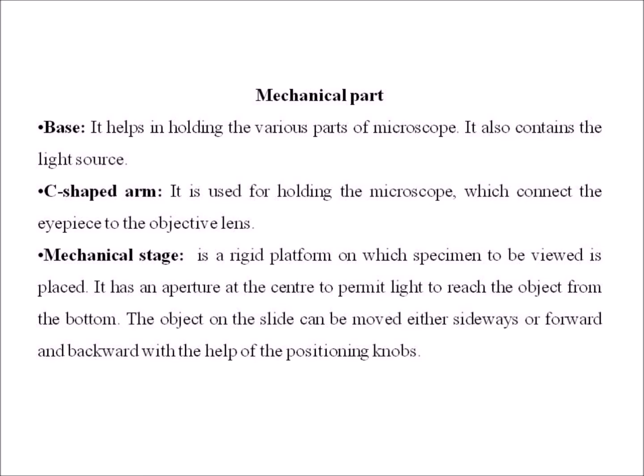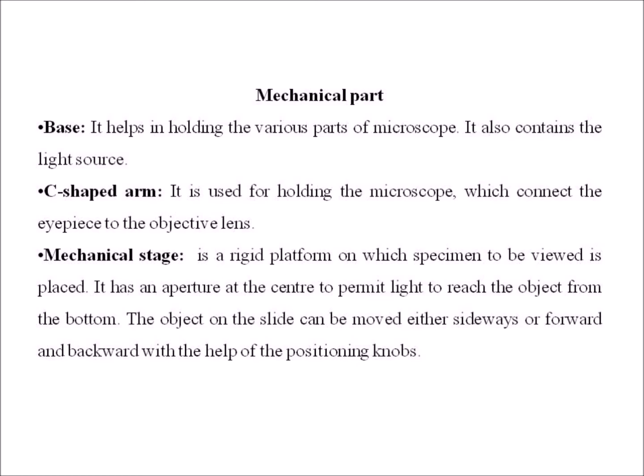First one is the mechanical part. The base helps in holding various parts of the microscope. It contains the light source. The C-shaped arm is used for holding the microscope, which connects the eyepiece to the objective lens.